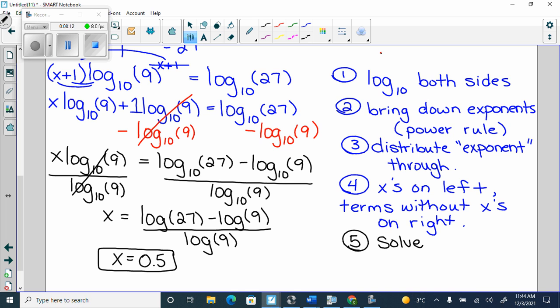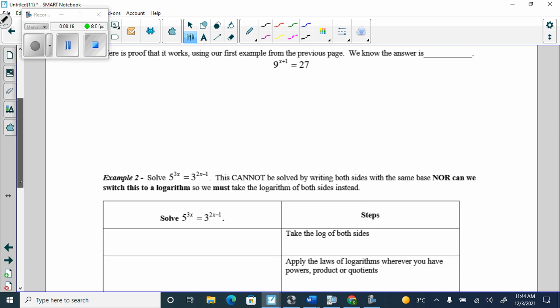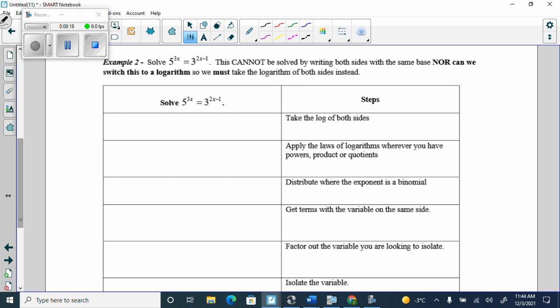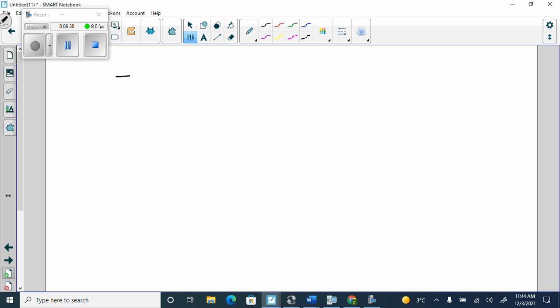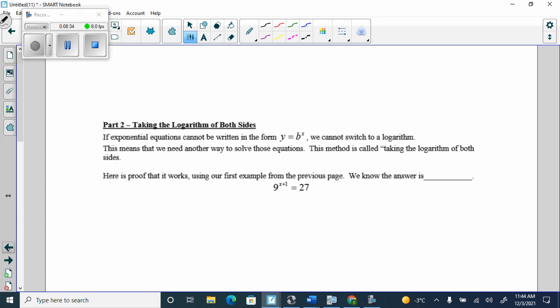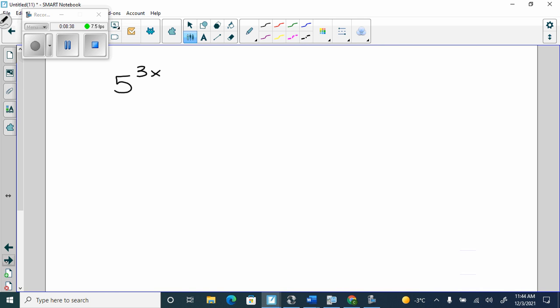Okay. On a separate sheet of paper, you're going to write out this one. 5 to the 3x. See, you actually don't end up with enough room if I gave you the printout, just so you know. 5 to the 3x equals 3 to the 2x minus 1.